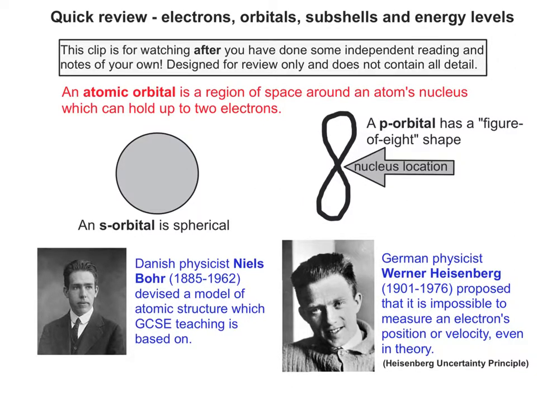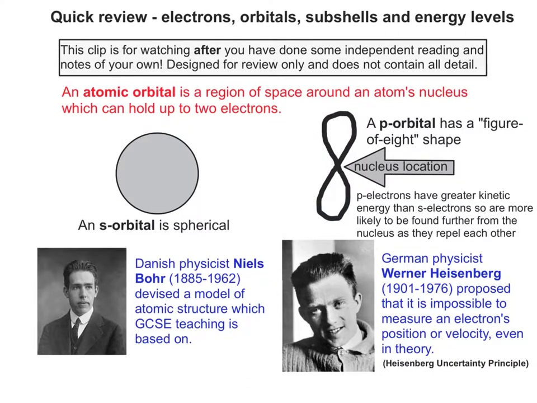A p orbital has a figure of 8 shape. What this means is that the wider part at the top and the bottom is where you're more likely to find electrons, in the 2 locations that are pointed to by the 2 red arrows. p electrons have greater kinetic energy than s electrons, so are more likely to be found further from the nucleus as they repel each other. That's why one end of the orbital is slightly fatter than the middle, because the probability of finding an electron at the outer edges of the orbital is much higher than finding it in the middle.